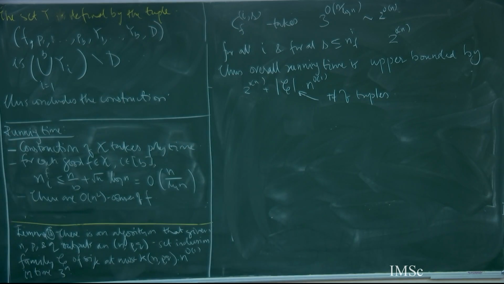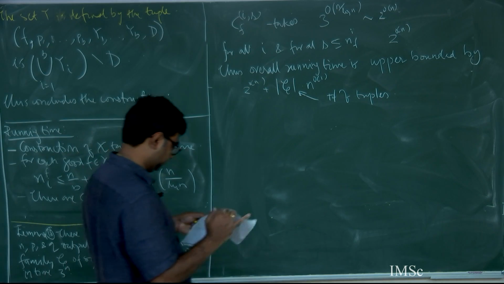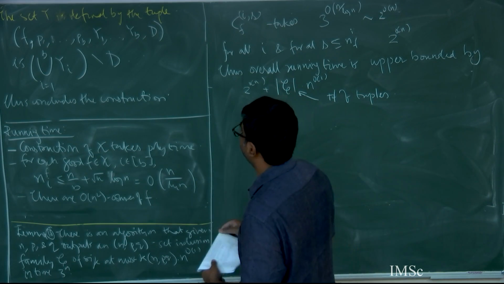Now what I'm going to do is try to bound the number of tuples we are going to consider, because once we are done with that, that will give us the desired upper bound on the size. So now let's look at the tuples.